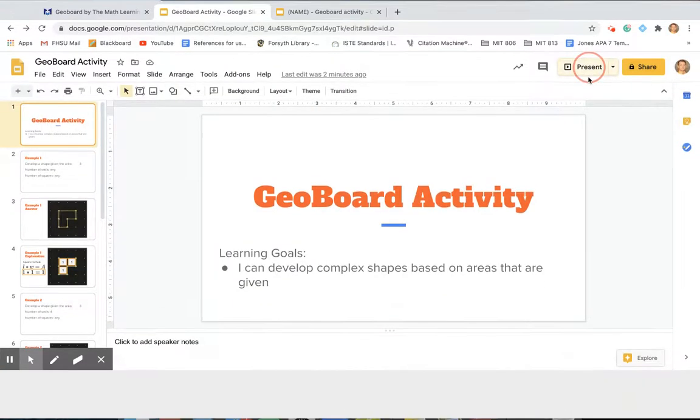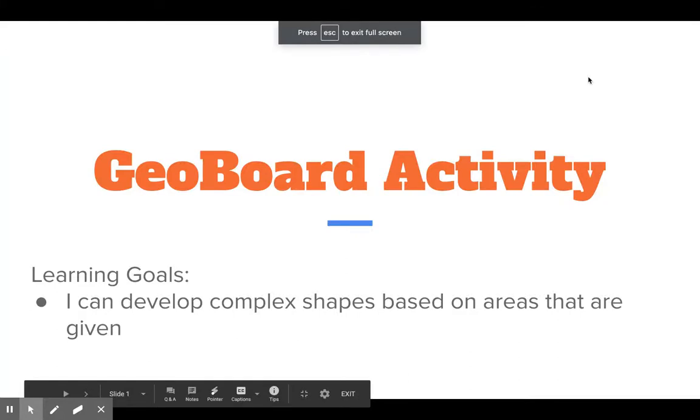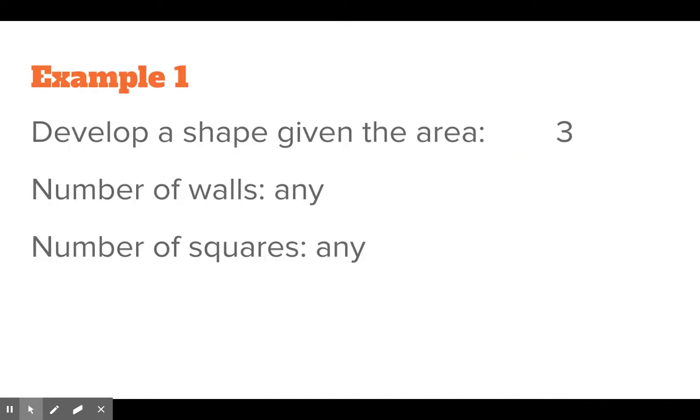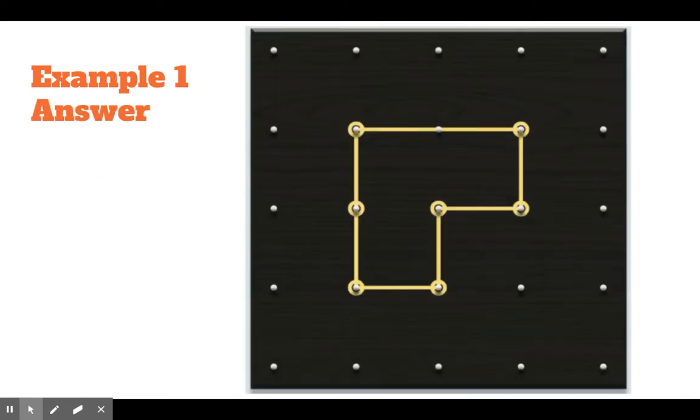So for this Geoboard activity, our learning goal is to develop complex shapes based on areas that are given. For our first example, I'm just going to jump right in and show you how I would do it. Develop a shape given the area 3. We're using any number of walls we want and any number of squares we want. So if I need an area of 3, the easiest way to come up with area is by using squares. And that's exactly what I did.